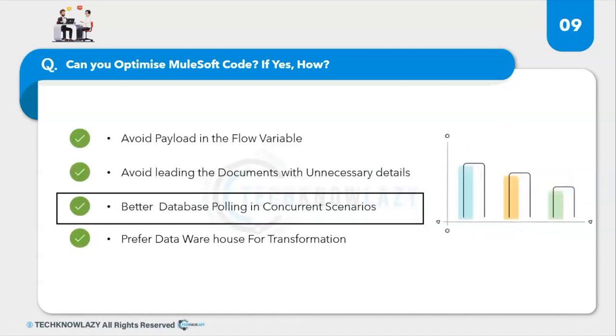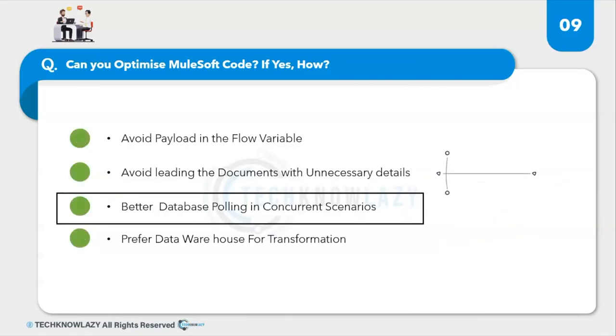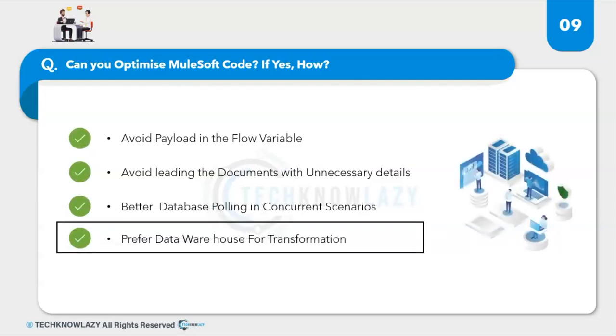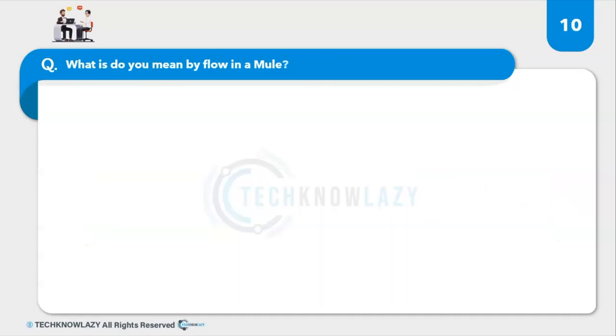And the next one is better database polling in concurrent scenarios. So ensure that your database is perfect. And lastly, prefer data warehouse for transformation. So in case you're applying any kind of transformations or actions onto your data, then ensure that it is happening in the data warehouse. Now, the next question. What do you mean by flow in a Mule?